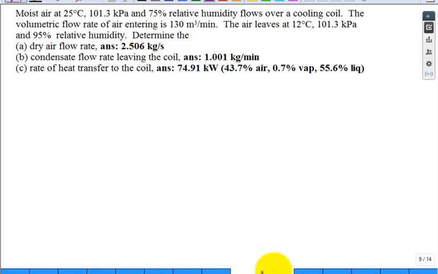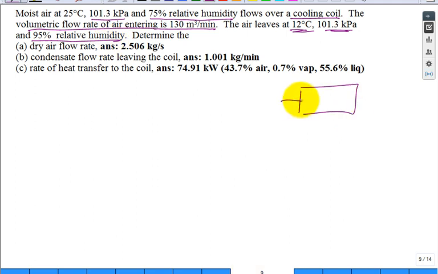Moist air at 25 C, 101 kilopascal, 75% relative humidity, flows over a cooling coil. The volumetric flow rate entering is 130 meter cube per minute. Air leaves at a lower temperature, same pressure, and higher relative humidity. So make a nice schematic. You might as well put in a coil, color coded blue, indicating it's cold. As the air flows over it, there's a rate of heat transfer, Q dot, out of the moist air to the fluid in the coil.